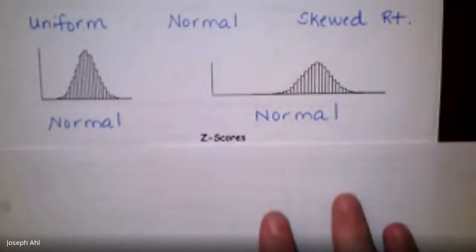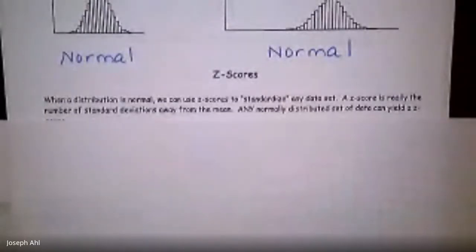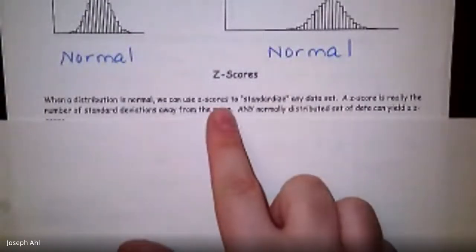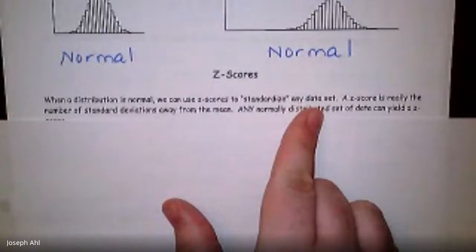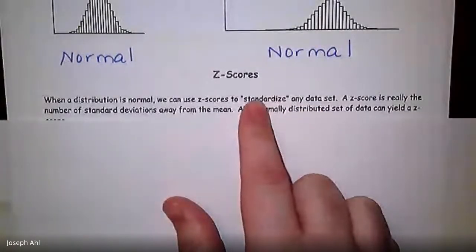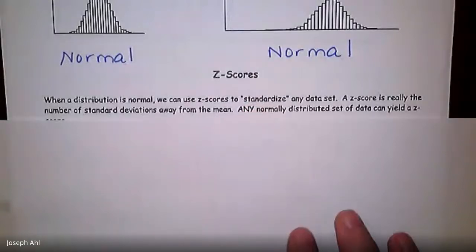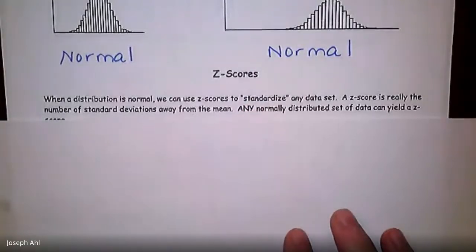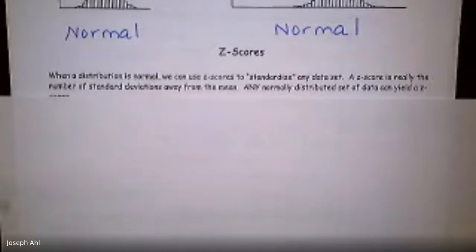So something that's pretty important in the study of statistics would be something called z-scores. If you take a look, it says when a distribution is normal, we can use z-scores to standardize any set of data. And that word standardize is pretty important in terms of, you know, you've heard of standardized tests and things like that. So z-scores are a helpful way to compare people within a given set of data.